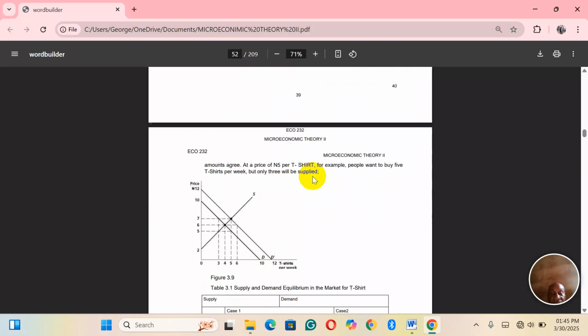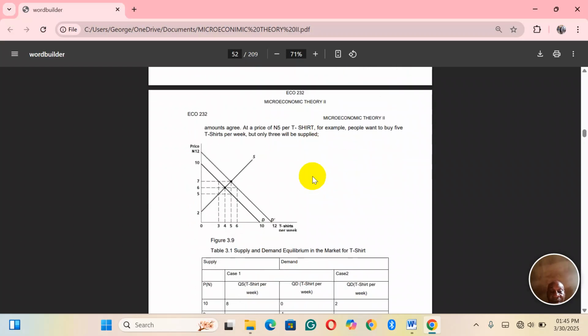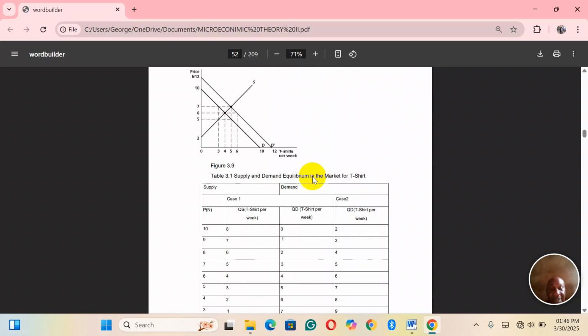At a price of 5 per t-shirt, for example, people want to buy 5 t-shirts per week, but only 3 will be supplied. So we can see the shift in the price. When the price goes from 10 to 12, you can see that the supply moved up and they form equilibrium. Then we see the supply and demand equilibrium in the market for t-shirts.